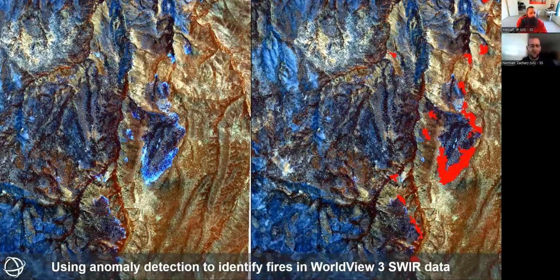And just to call out, you could probably use supervised classification as well, where you could identify manually, here's areas where there's fires burning, but this is just another use case for anomaly detection.